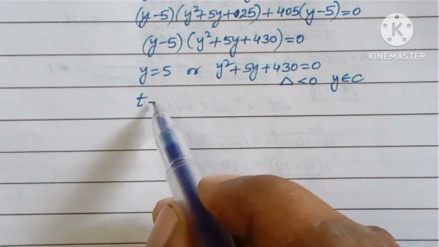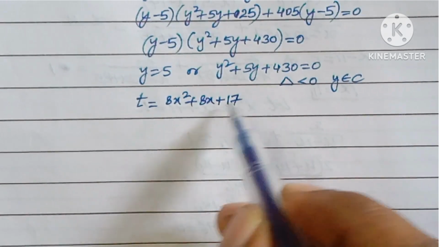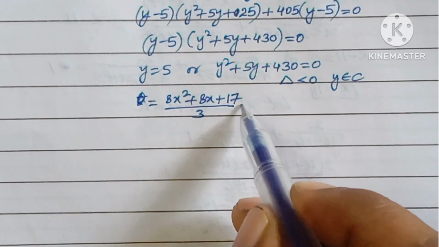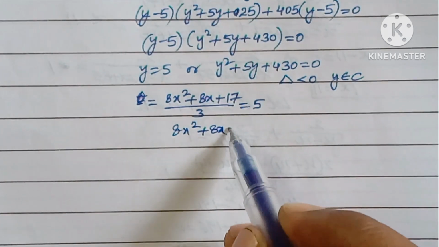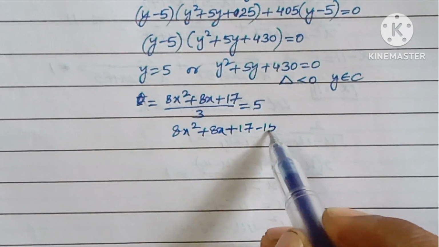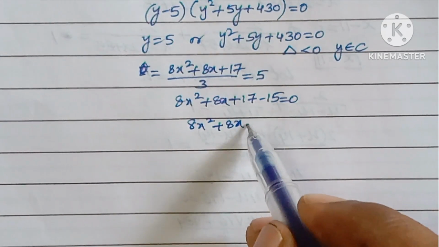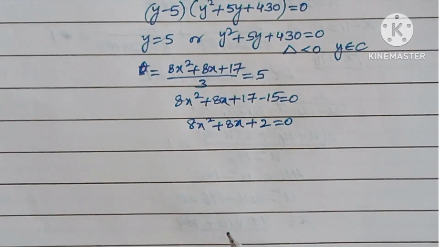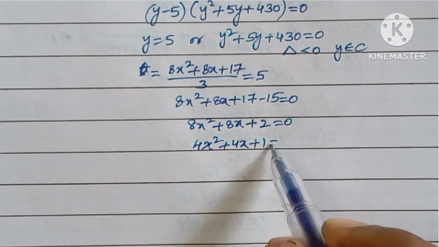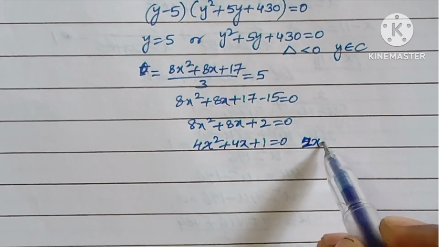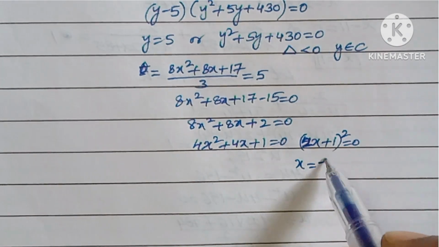Then t value is equal to (8x square plus 8x plus 17) by 3 is equal to 5. So 8x square plus 8x plus 17 minus 15 equal to 0. 8x square plus 8x plus 2 equal to 0. So here you can take 2 common, 4x square plus 4x plus 1 equal to 0. So you can write it as (2x plus 1) whole square equal to 0. x is equal to minus 1 by 2.